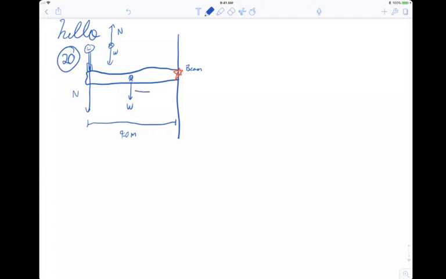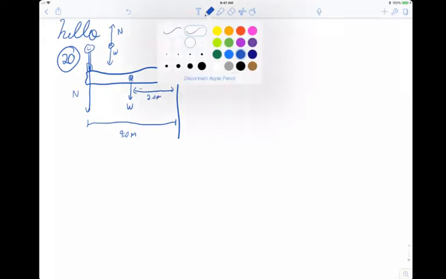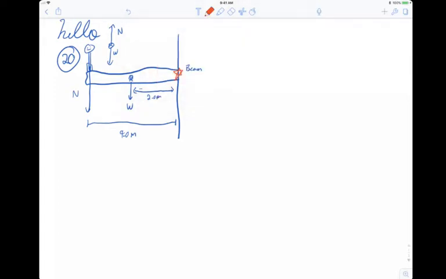So where's the center of mass? This is a uniform beam, and that means mass is distributed uniformly through it. And that means that the center of mass is going to be in the center of the beam, 2 meters out. Okay, so to go any further, I need to calculate these torques. Torque person. Torque beam.